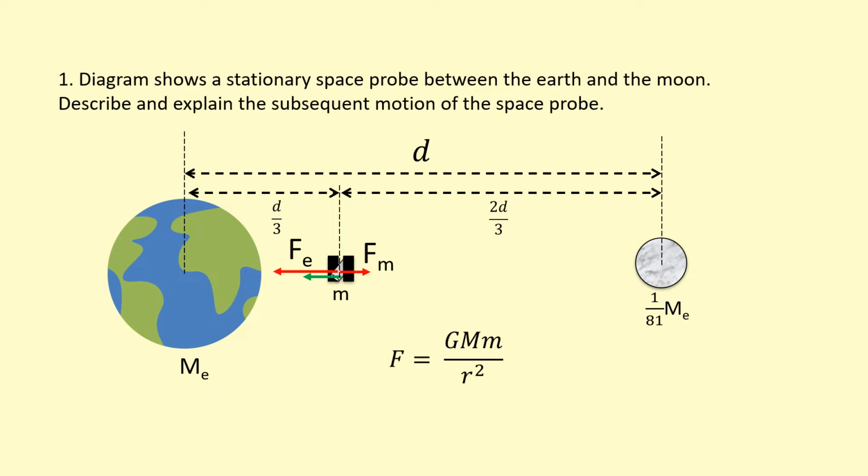So let's do some numbers. Using the equation, we're going to compare the force from the Earth to the force from the Moon. The mass of the Moon is 1/81, and the distance to the Moon is 2 times bigger, but that's at the bottom, and it's also going to get squared. It's actually times 4. So 1/81 divided by 4 is going to be 1/324. So the force from the Moon is 1/324 of the force from the Earth.